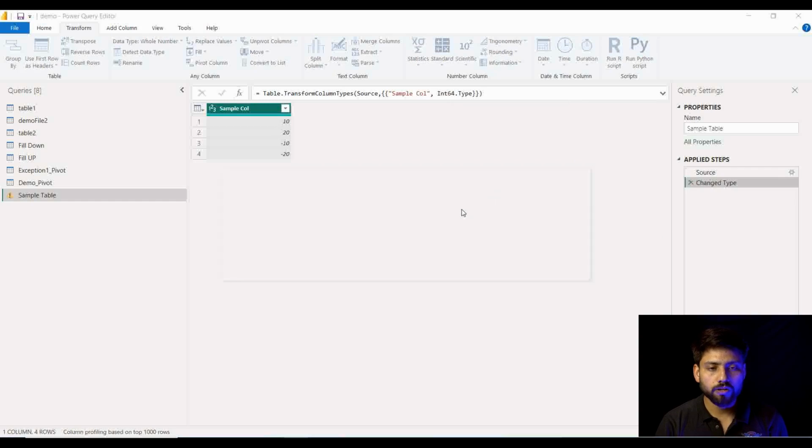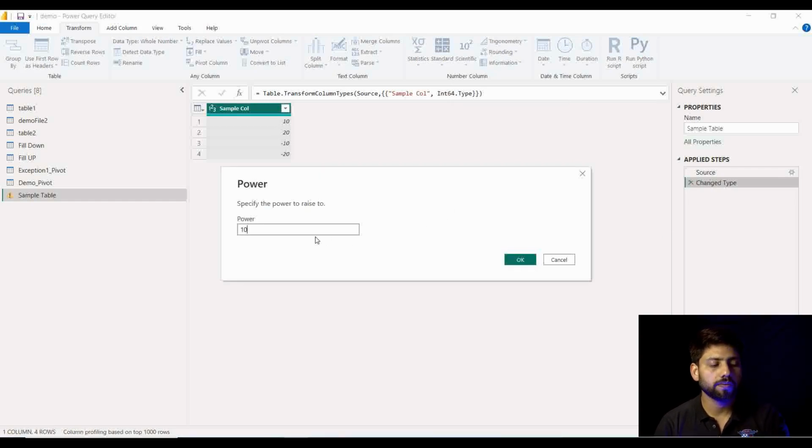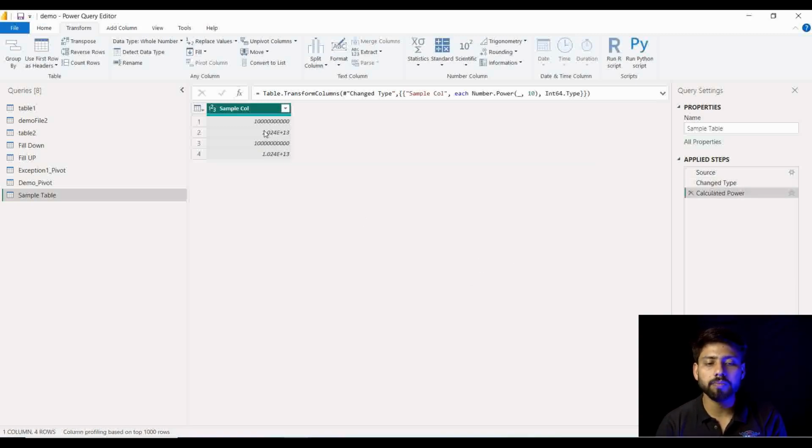Moving to the flexible option of power, that is Power. Here we can pass any arbitrary value. Suppose 10 raised to the power 10, that means 10 will be multiplied 10 times. It will give you something like this.